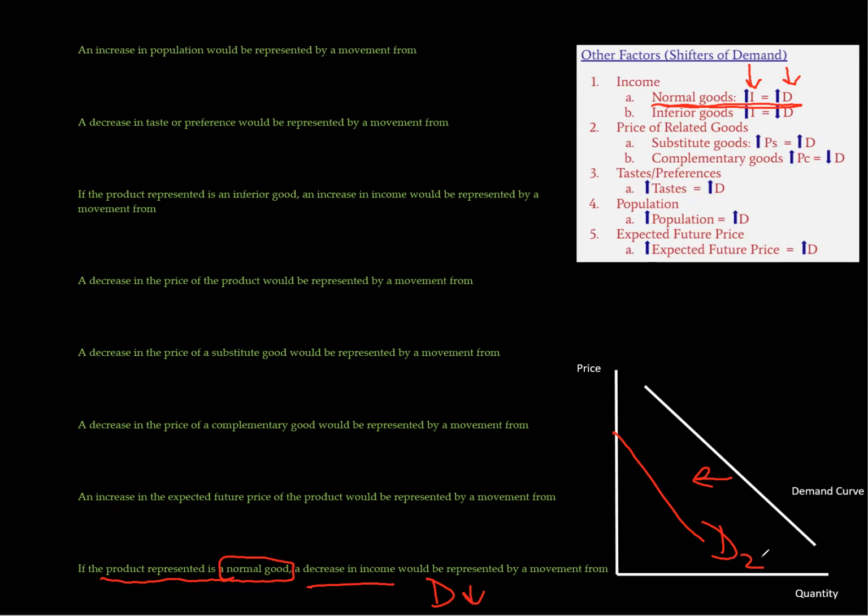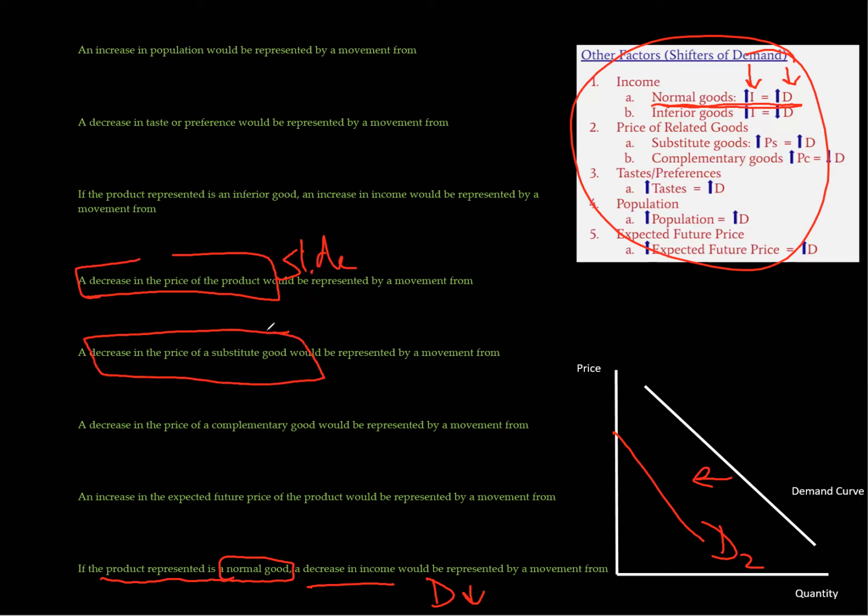All right, so hopefully you found that very simple. You just need to be able to take this shifter list and apply it. And sometimes I'll ask you very simply, a simple question like a decrease in the price of the product, which is actually not a shifter, that's a slide, or a decrease in the price of a substitute good, and you can just go straight to the shifter list.